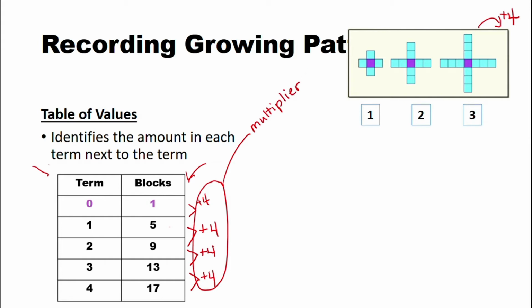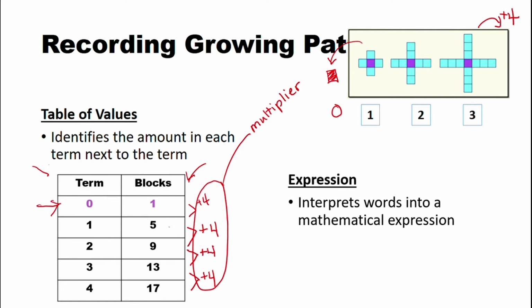Now, we don't have our term 0 here, but we did have it on the previous slide. And we know that in term 0, we would just have that 1 purple square. And so I've added it into my table of values. You won't often see a question asking you for term 0, but I find it very helpful. So I like to add it in.